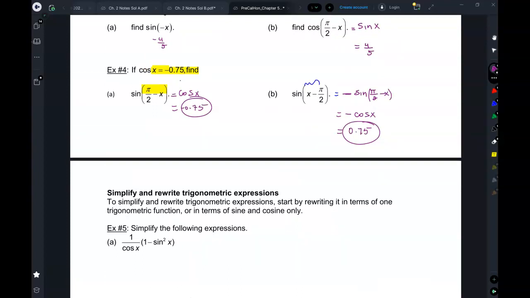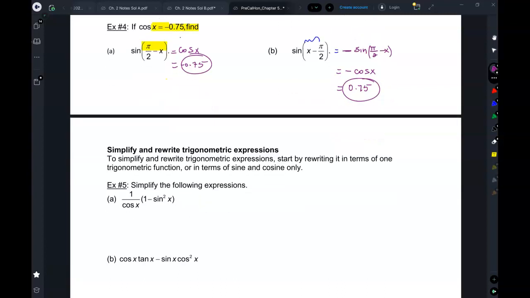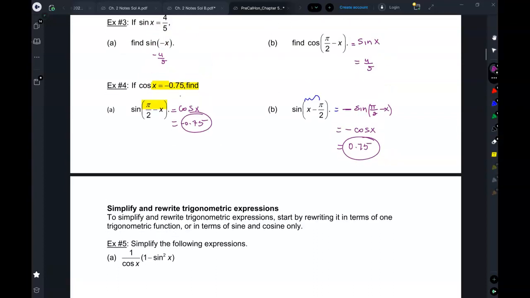And then it becomes... Because if you have sine of a negative angle, then the negative comes out. Wait, just because you took out the negative, why did pi over 2 and x switch? Because, you know how 3 minus 5 is negative 2, right? But 5 minus 3 is the opposite. So 3 minus 5 is equal to the negative of 5 minus 3.